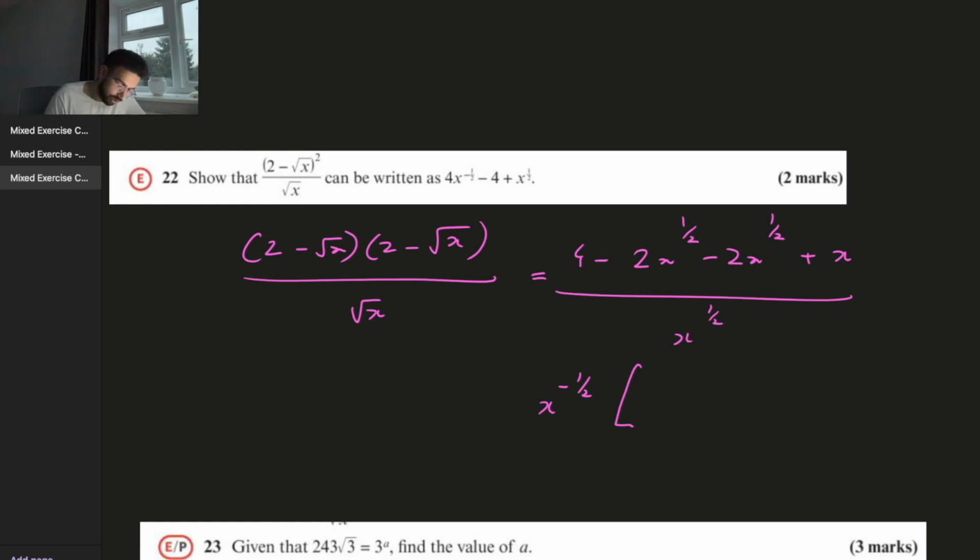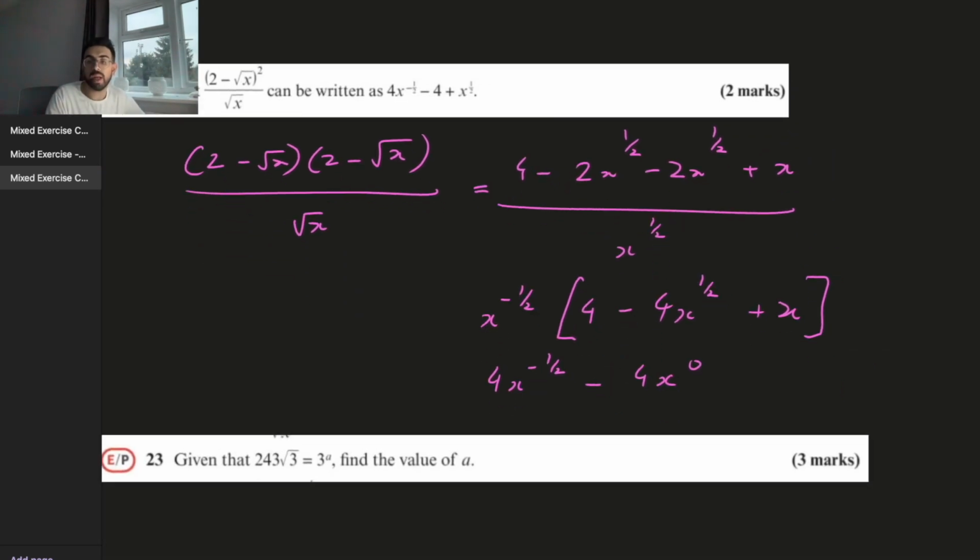So we would do 4, we've got 4 minus 2x to the power half. Sorry, this is going to be converted into 4x to the minus half, 4 minus 4x to the half plus x. And now simply we're going to expand these terms out. So I'm going to get 4x to the minus half minus 4x to the power 0, because this time we're doing minus a half plus x to the half, which is going to be x to the 0, which is 1.